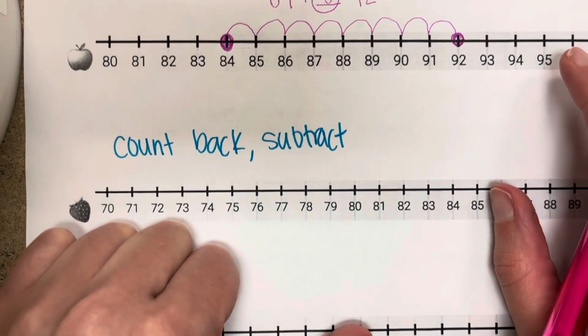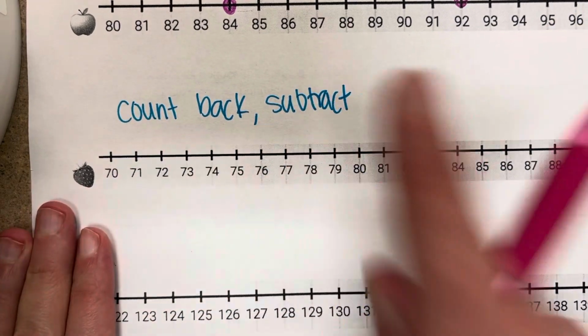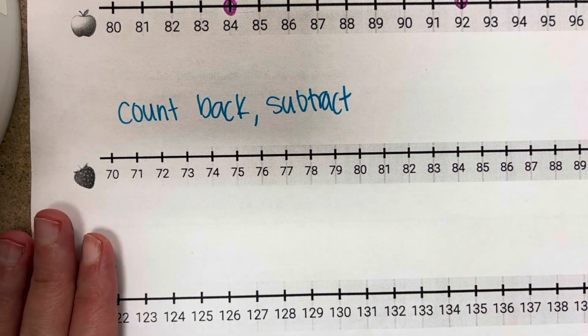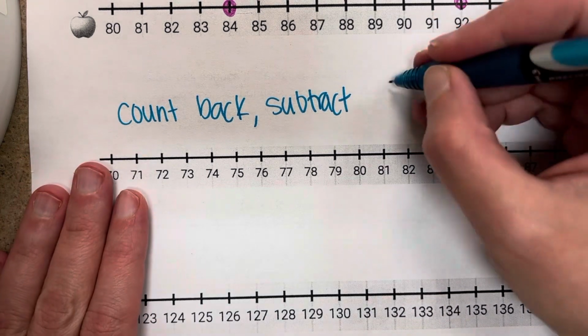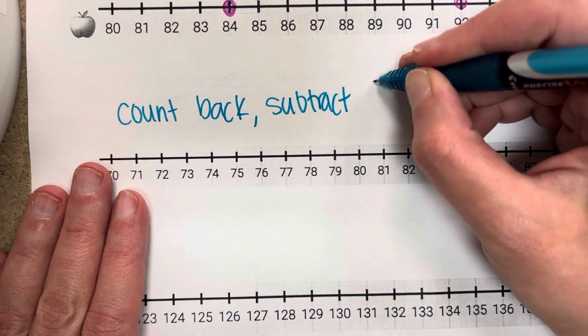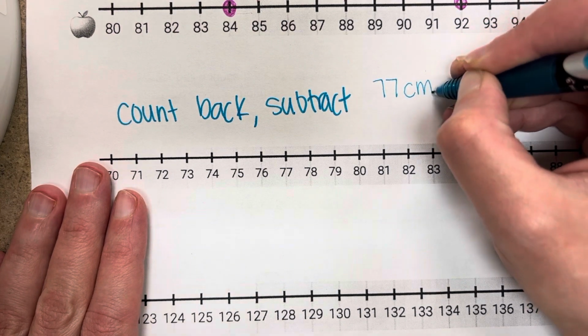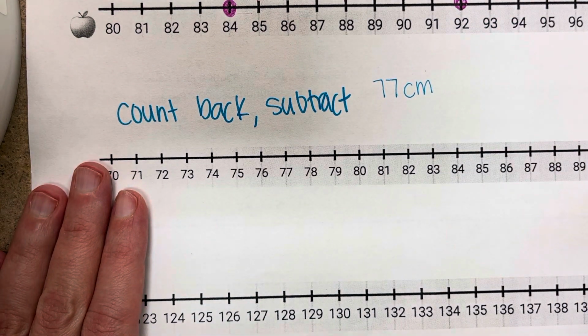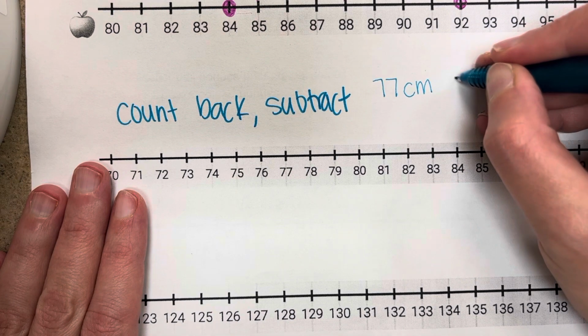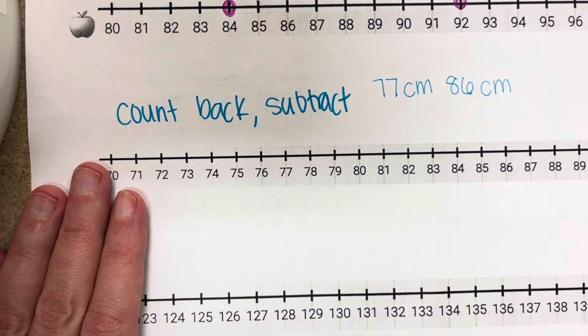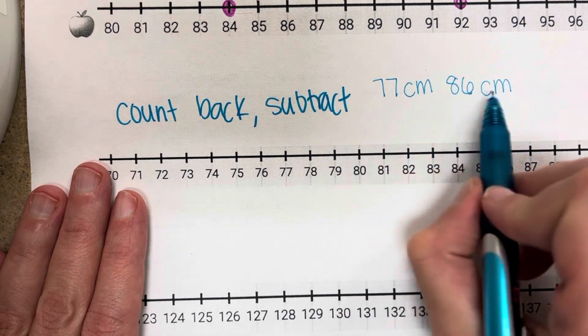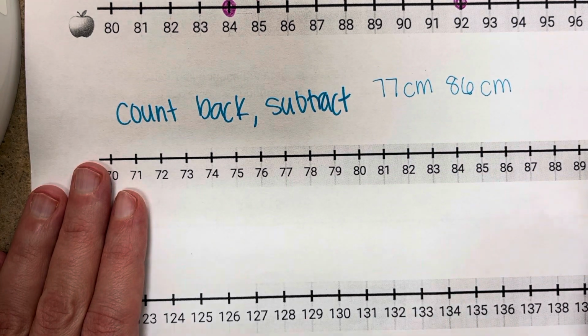The other way we can solve is using the counting back or subtracting method. So I'll use a different color for this. So let's pretend there's a frog jumping contest. And the first frog hopped, let's do 77 centimeters. And the second frog hopped 86 centimeters, okay? So we want to find the difference between their hops.